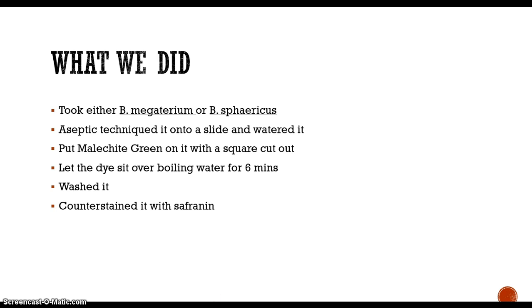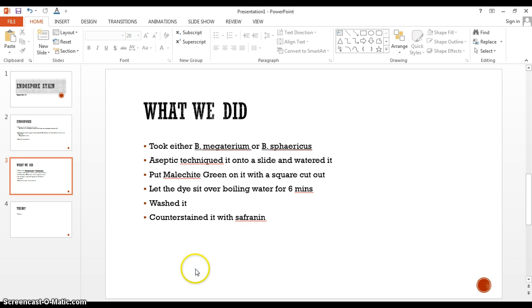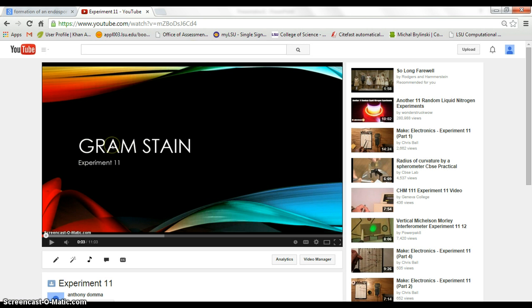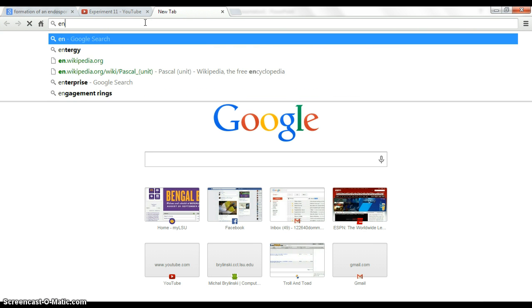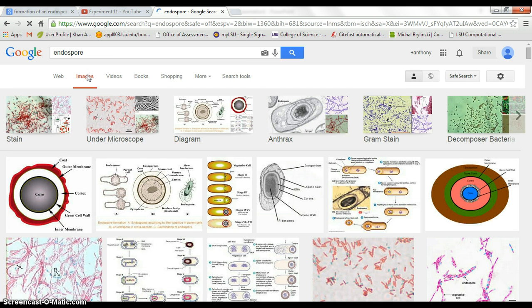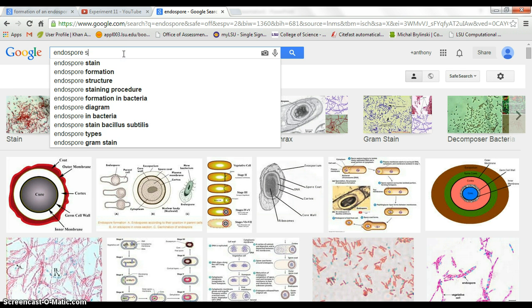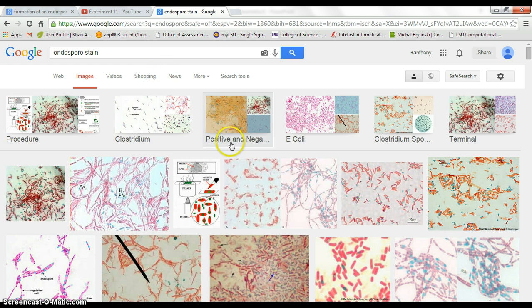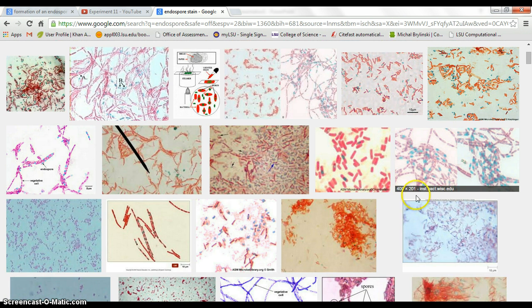I should have gotten a picture of it. Let's see. So you get pictures like this, in that the endospore is green, and the non-endospore stuff is the safranin colored, that pinkish red. That's the whole purpose of the endospore stain.